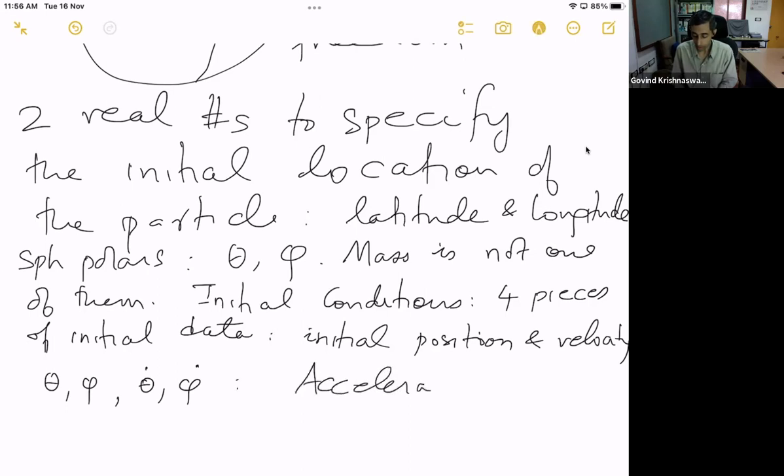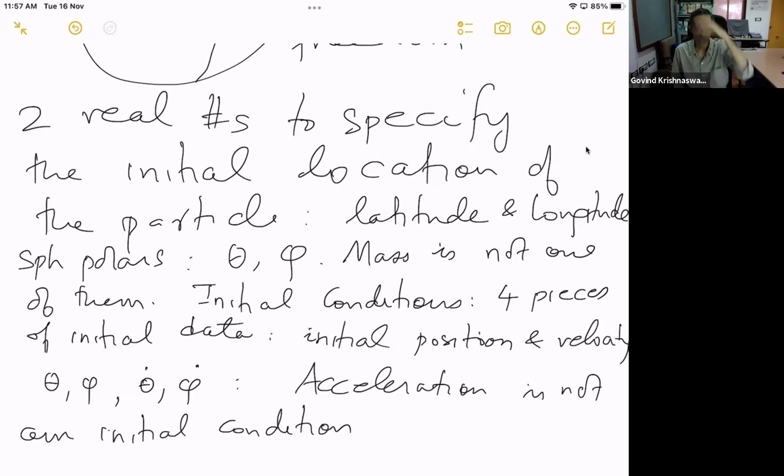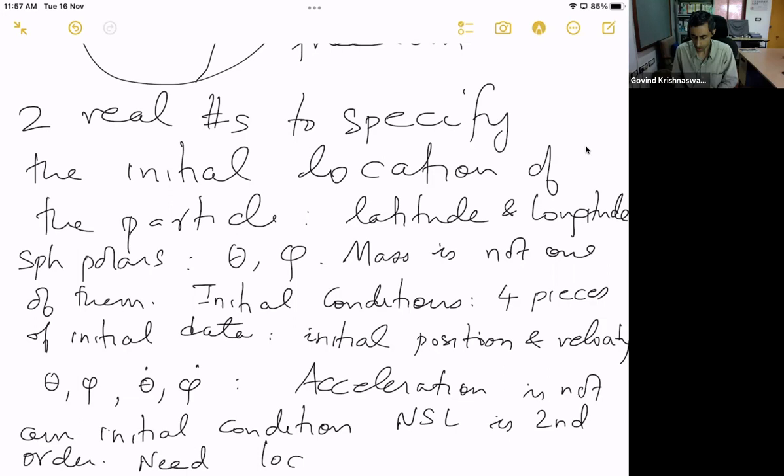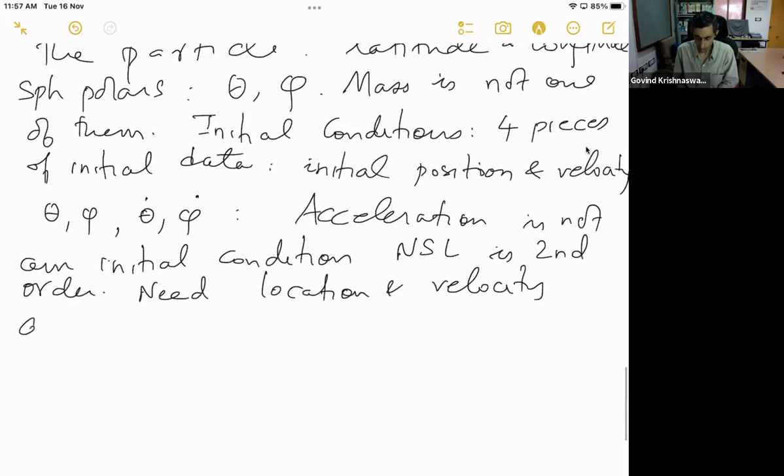Acceleration is not an initial condition. Newton's equation determines the acceleration in terms of the force. And it is a second order equation. So Newton's second law is second order. You need location and velocity as initial conditions. Mass is not an initial condition.